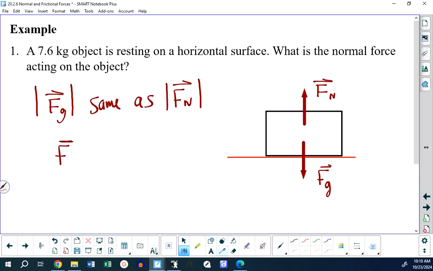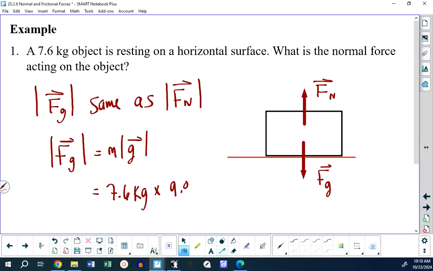So the magnitude of the force of gravity on this object will be mg, which will be equal to 7.6 kilograms times 9.81. And again, I just said, if you want to use meters per second squared, you can, because that will give you the correct units of force. I just prefer you to use 9.81 newtons per kilogram here. And you're going to get approximately 76 newtons.